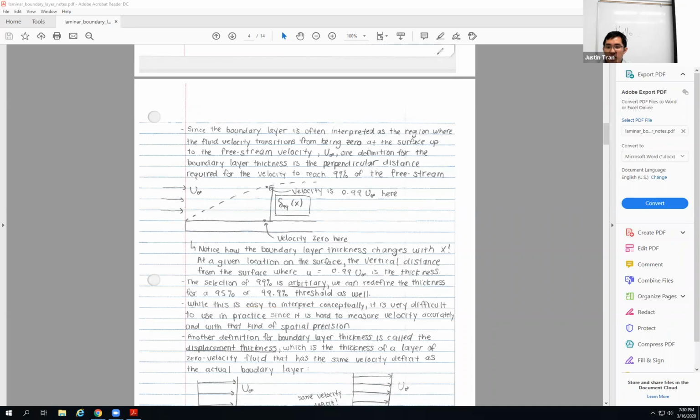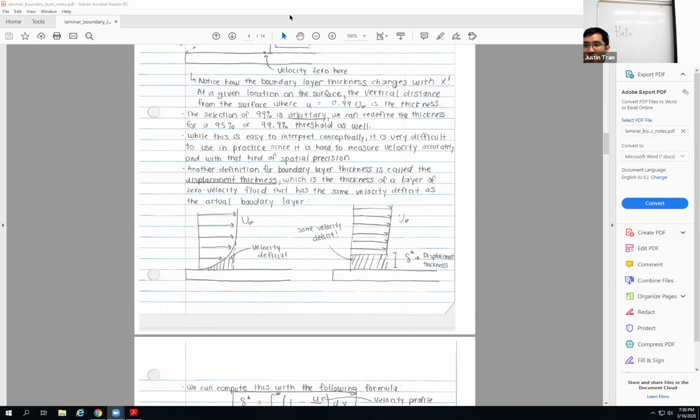So the first one that we'll go over, and this one's used quite a bit, is called the displacement thickness. The displacement thickness is defined from the idea of what's called the velocity deficit. Just as we talked about before, the fluid velocity changes from zero at the plate, and then eventually goes up to the free stream. If we plot the spatial distribution of the velocity as a function of the vertical distance, it will usually take some kind of parabolic form like this.